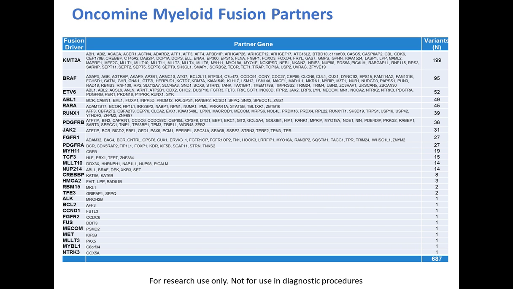For fusion partners, there are many known partners. For example, for KMT2A, there are 199 partners. For BRAF, 95. For ETV6, 52. ABL1 is 49, and the RARA is 45.